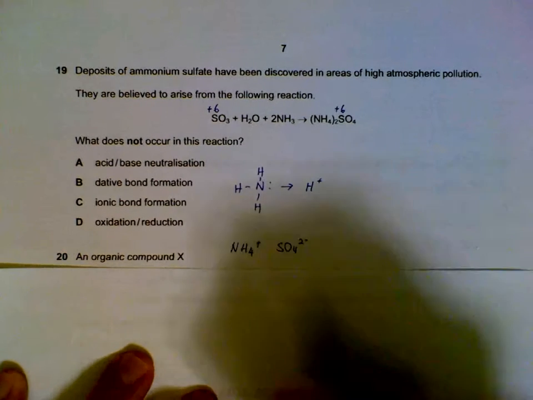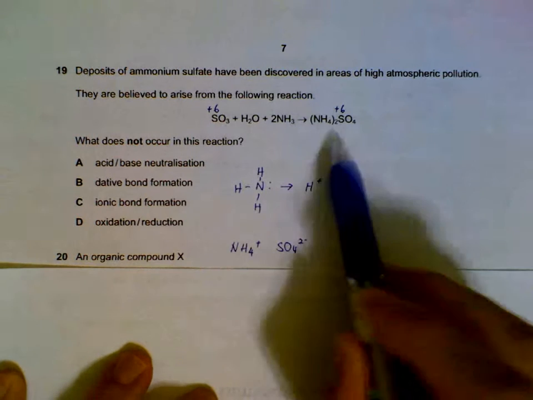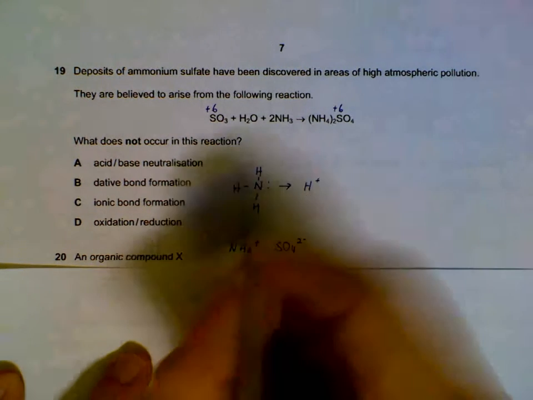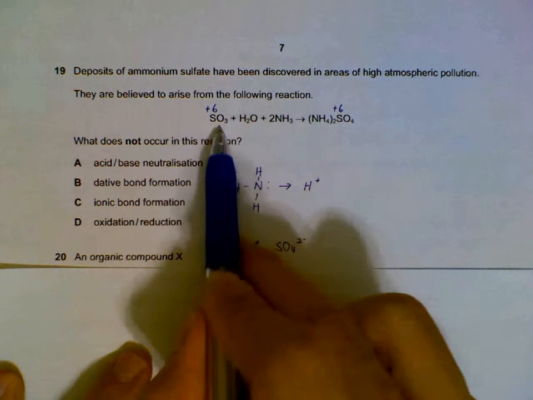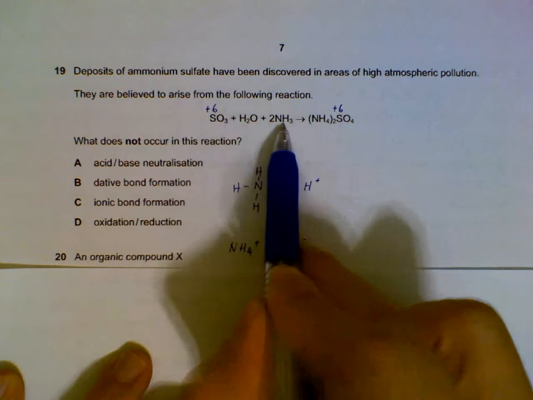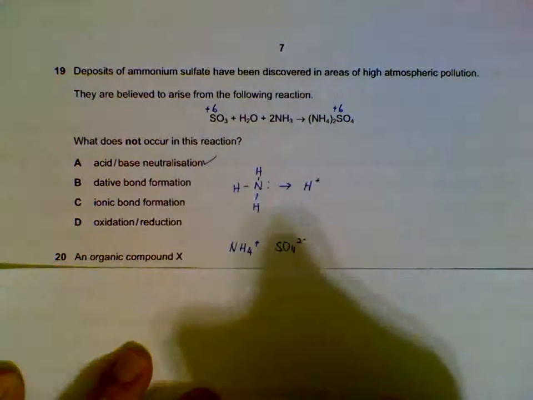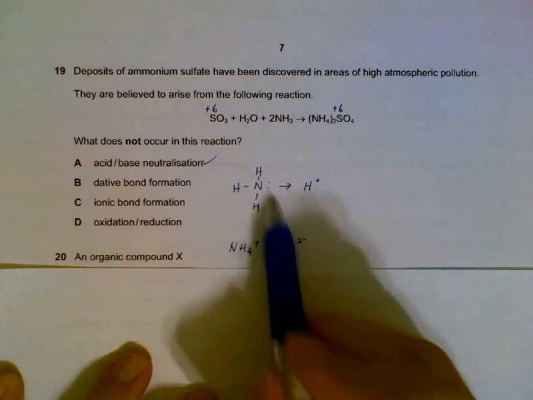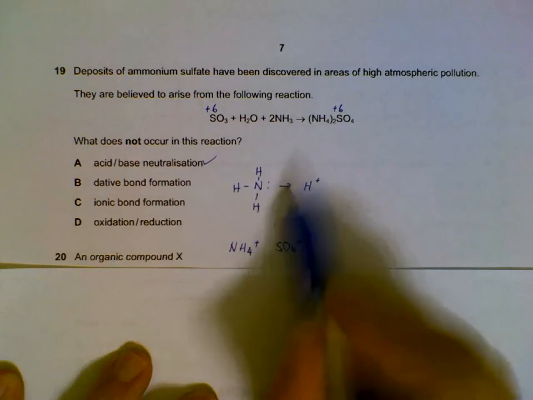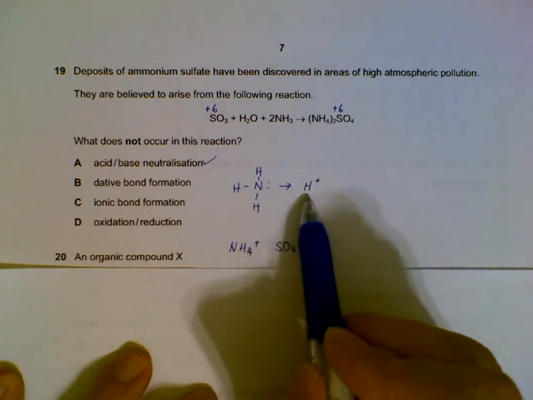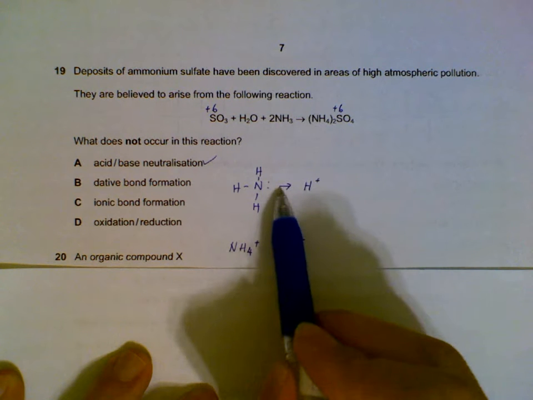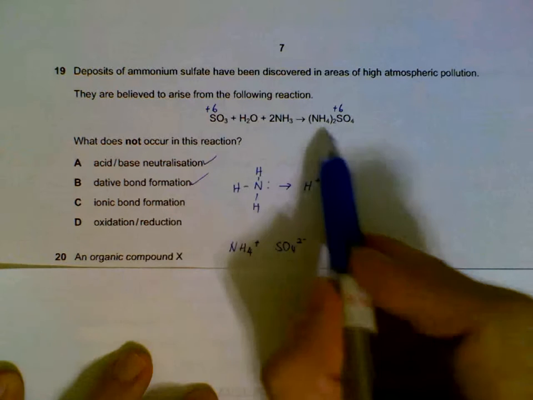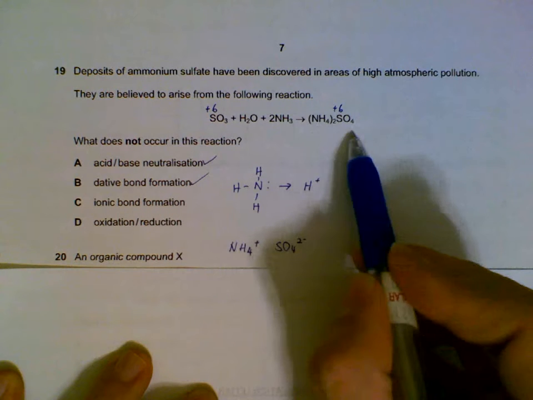Sulfur trioxide, water and ammonia, we get ammonium sulfate. What does not occur? Well, this is an acid-base neutralization, acidic base. So this is true. Dative bond, your ammonia gas has a lone pair. It accepts a proton to form NH4 plus. So there is a dative bond forming. There is an ionic bond between your ammonium ion and sulfate ion.